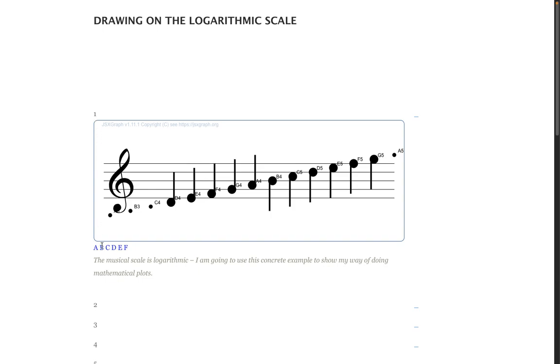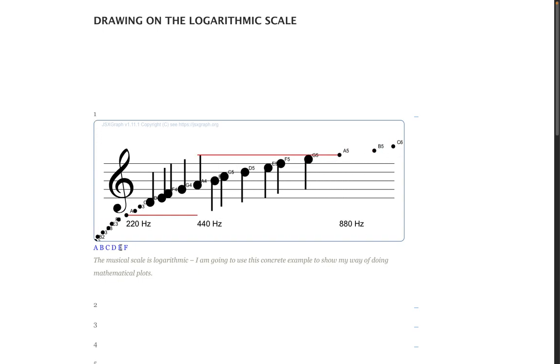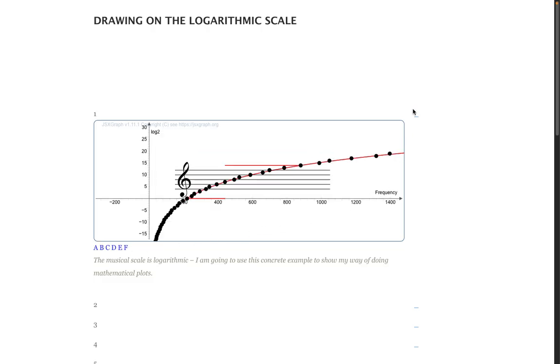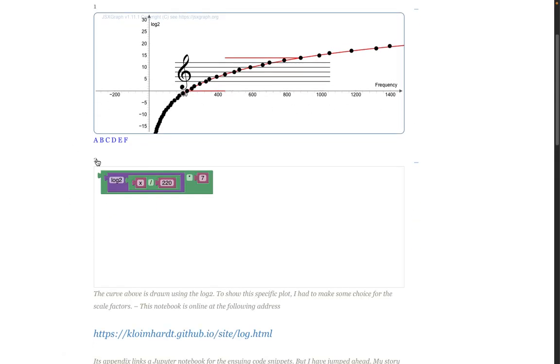The musical scale is logarithmic. I'm going to use this concrete example to show my way of doing mathematical plots. The curve above is drawn using the log2. To show this specific plot, I had to make some choice for the scale factors. I take the frequency x, divide by 220, take the log2 and multiply by 7.